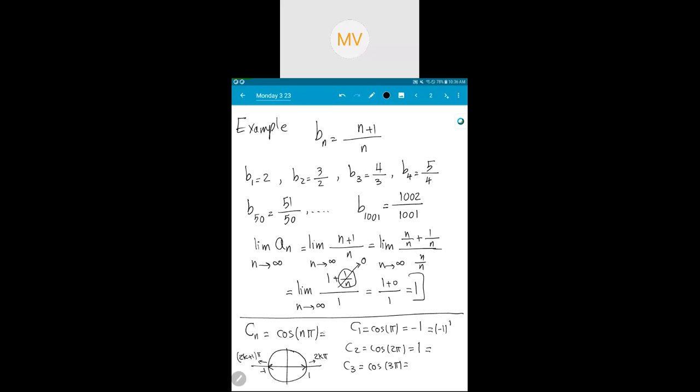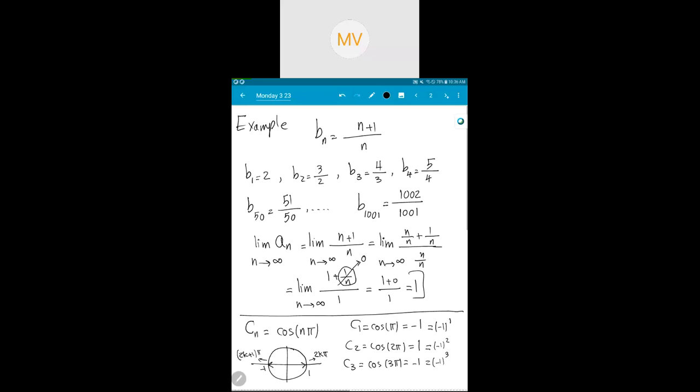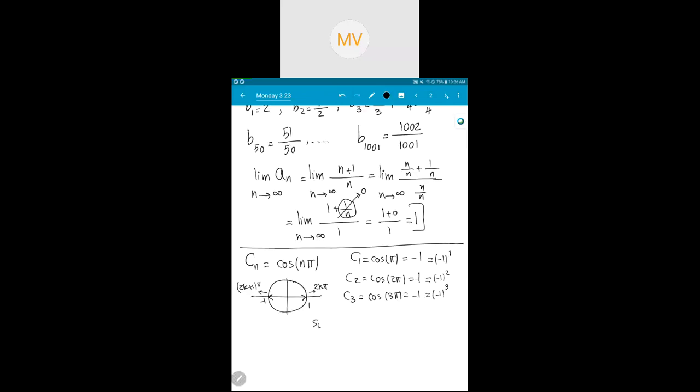The other way to write this is indeed negative 1 to the third. This one is negative 1 to the second, and so on. So one can say cosine of n pi is nothing but negative 1 to the n. They're not wrong. They're absolutely right. So these two are the same. And as discussed before, the limit of cosine of n pi as n goes to infinity does not exist because it oscillates between 1 and negative 1, right?